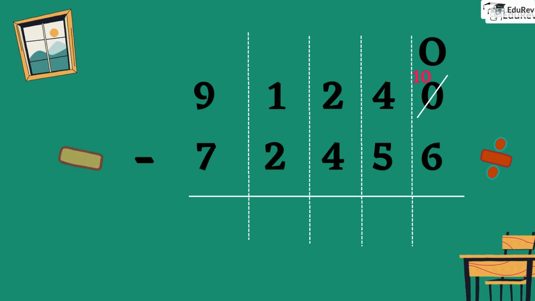Then, we subtract 6 from 10, giving the digit 4 at ones place. Now, doing similar subtraction at tens place. Since 4 has borrowed 1 to 0 at ones place, it now becomes 3 and 3 is a smaller number than 5, so it needs to borrow 1 from 2 at hundreds place. It now becomes 13 and subtracting 5 from 13 gives the digit 8 at tens place.